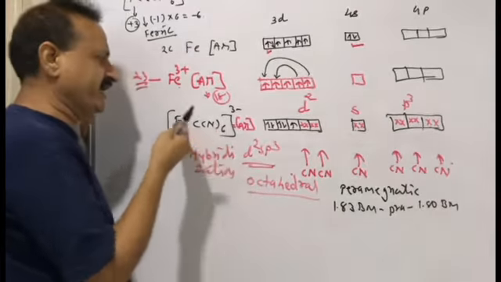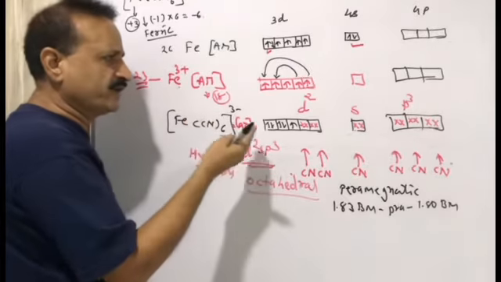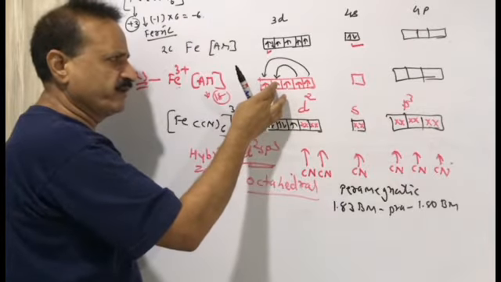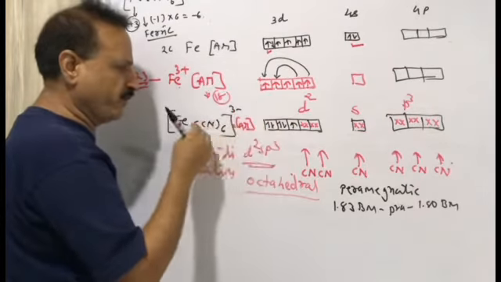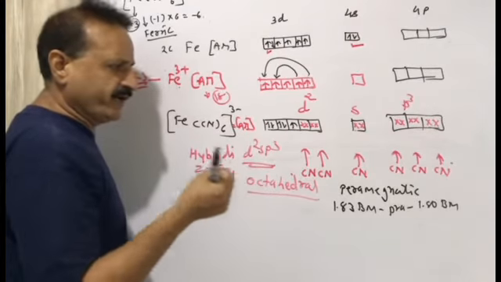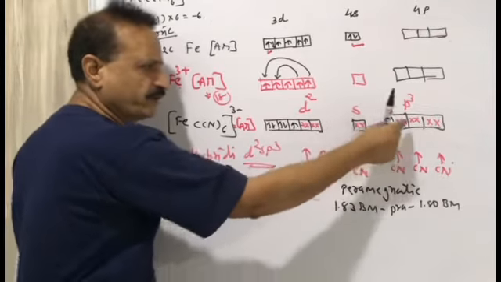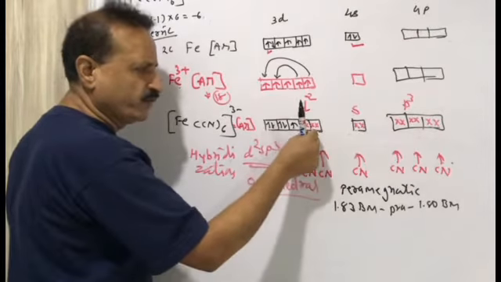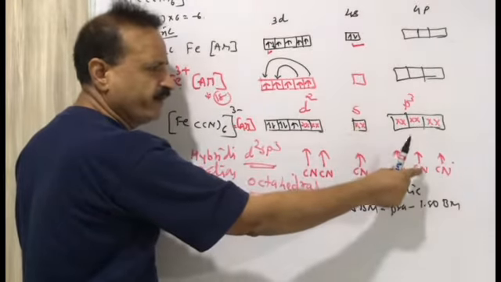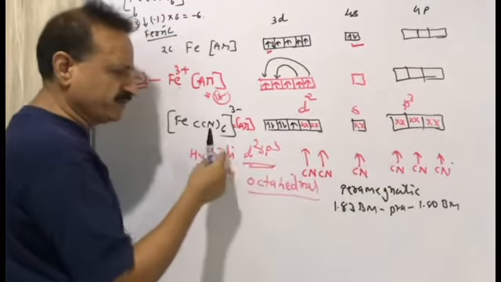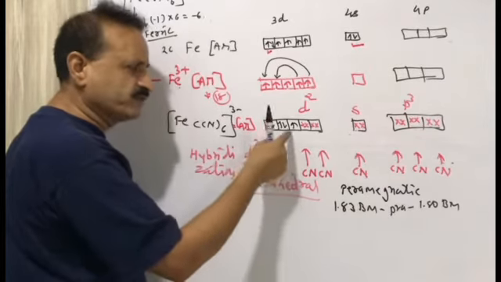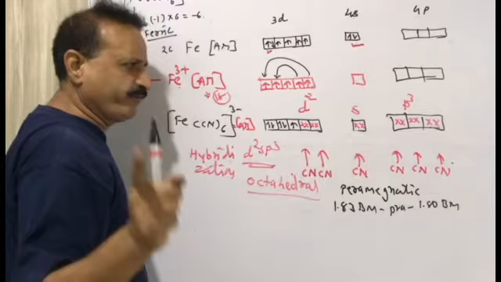When cyanide is attached to Fe, it is a strong ligand, so rearrangement will be done. This electron will transfer over here, this electron will transfer here. This is the new electronic configuration of Fe3 plus. We have to fill 6 electron pairs donated by the cyanide. 2 pairs will be filled in 2 d orbitals, 1 pair in the s orbital, and 3 pairs in the p orbitals. So hybridization will be d2sp3.